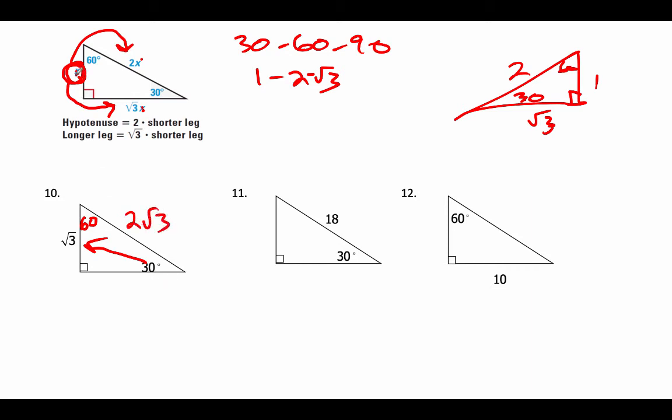How do we go from the side opposite the 30 to the side opposite the 60? We take it and we multiply it by the square root of 3, which makes this 3. Okay, so this side is 3. This was root 3. This is 2 root 3.